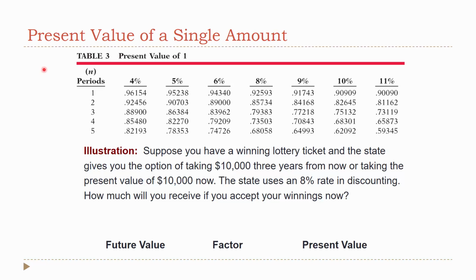So they're going to give us $10,000. Okay, 8% rate, 3 years. So we're going to take the 10,000 times that factor. That tells us that the amount we would receive now would be $7,938.